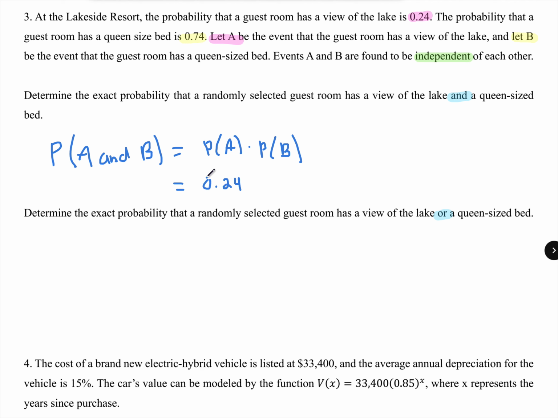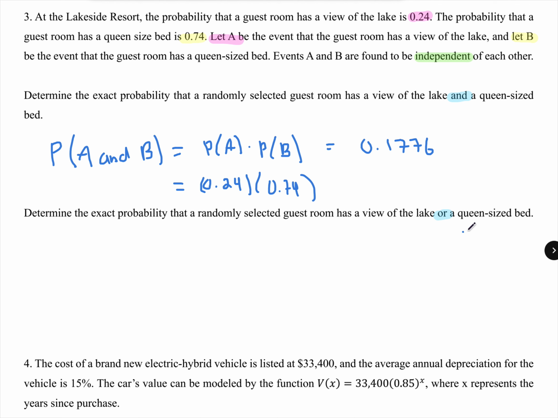So I'm going to say 0.24 times 0.74. Put that into my calculator. What do I get? 0.24 times 0.74. I get 0.1776. 1776, the year a country was founded. So P of A and B is this.